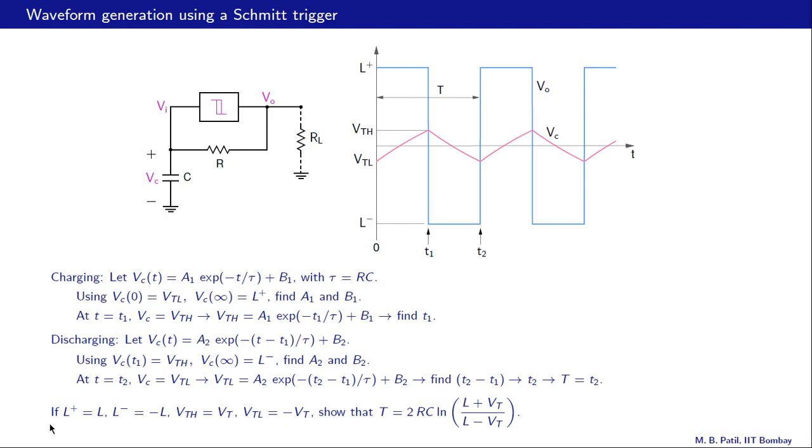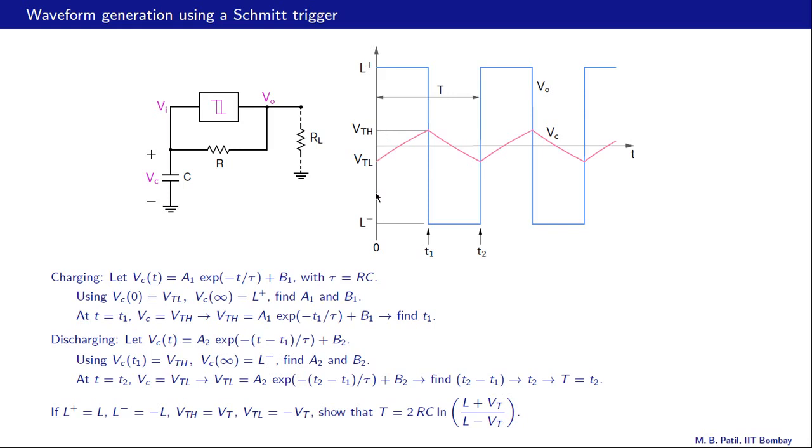So let us now take a special case. Let's say that L plus and L minus are equal in magnitude. For example, this may be 10 volts, this may be minus 10 volts, and VTH and VTL are also equal in magnitude. For example, this may be 2 volts and this may be minus 2 volts.